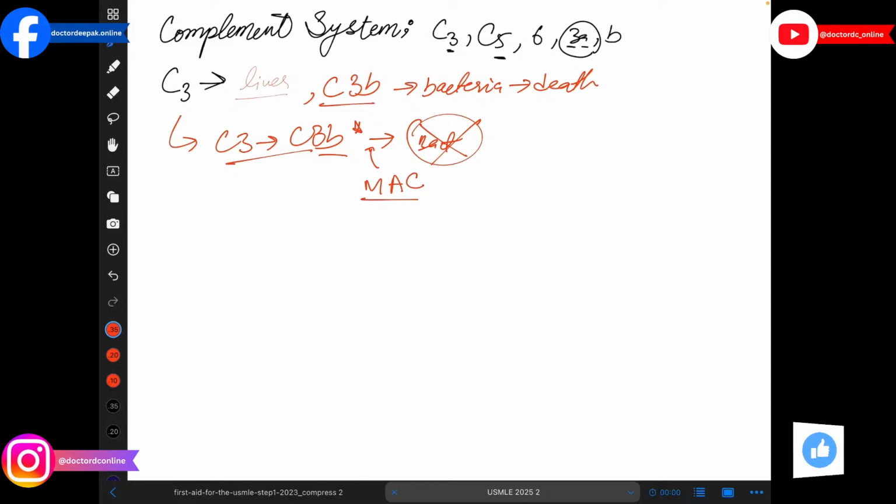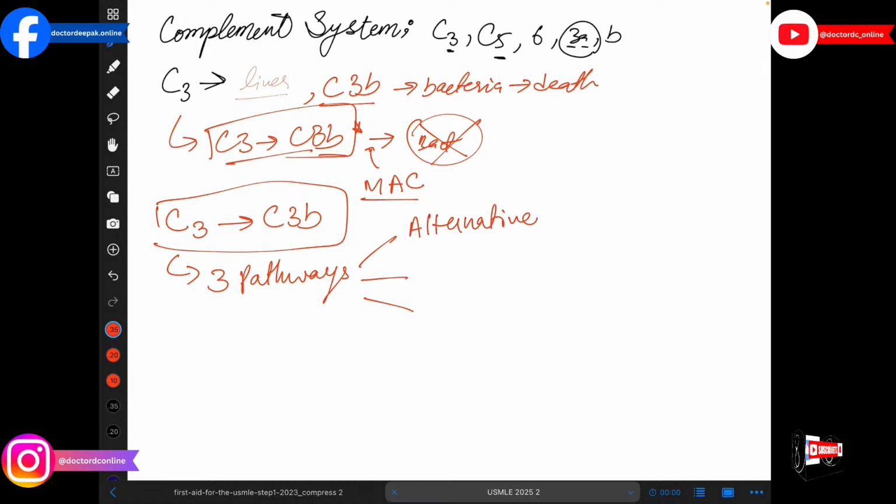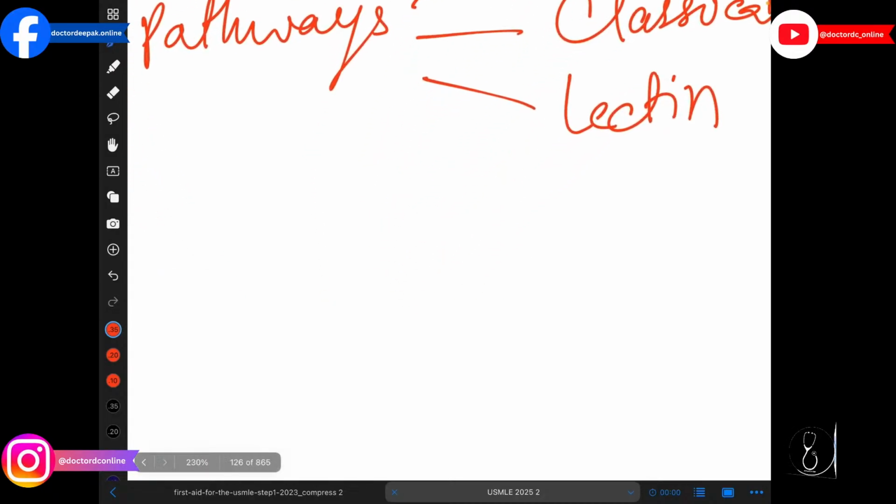And guys, it's very hard for you to remember all the complement systems. Only remember this part: the complement system is simply the conversion of C3 into C3b. And for this conversion, we have three pathways: alternative, classical, and lectin. First, we are going to talk about the alternative pathway.